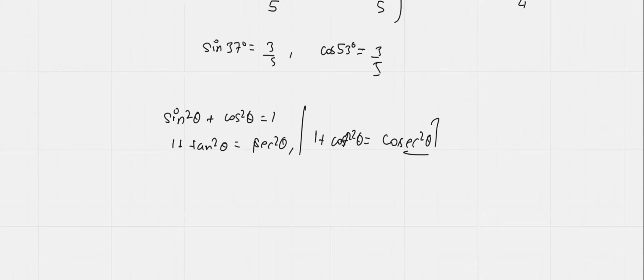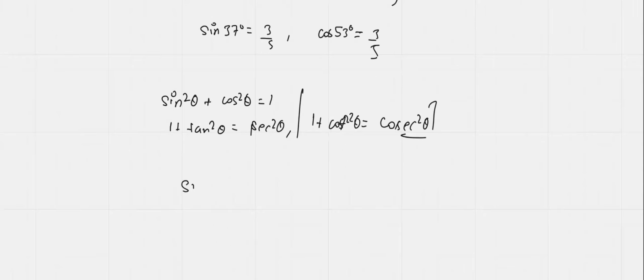For example, sine of a plus b. What is it? It means sine of a multiplied by cos of b, plus sine of b cos of a. Clear? Can you explain the derivation of it again? Okay. Yes, sir.